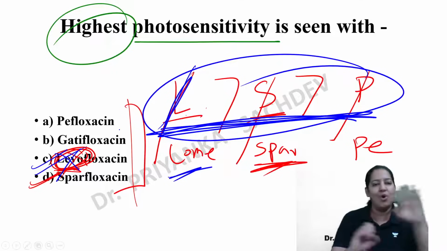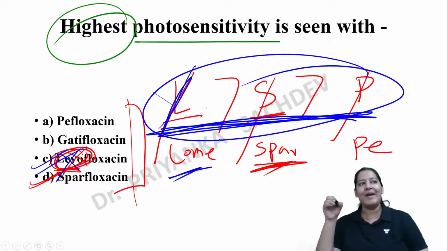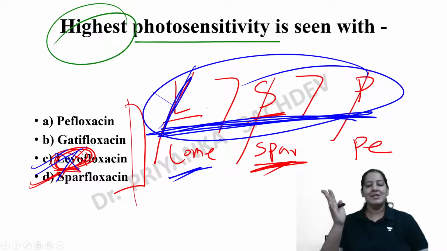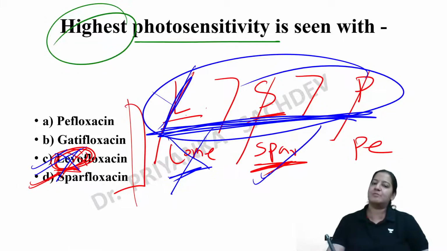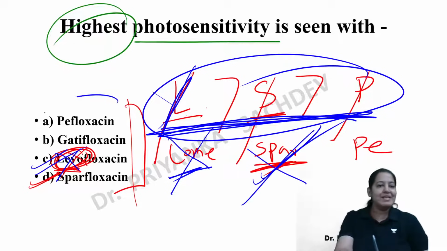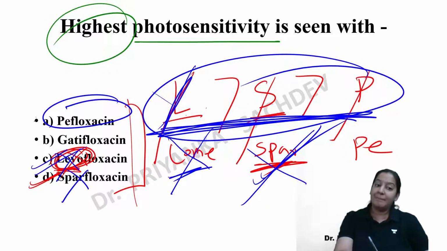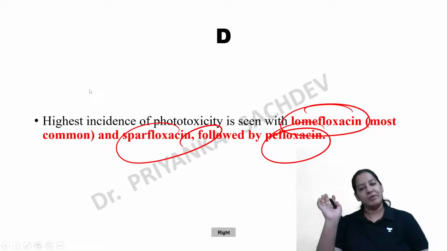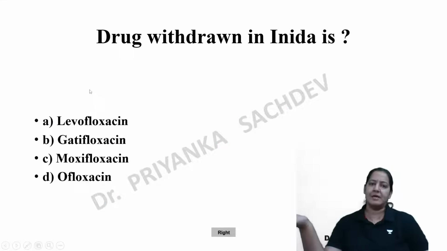Oh my God, Levo is the right answer. No, Levo is not the right answer. You got my point. So this is how we make mistakes. So please say the full forms again and again. Here, Levo is not there and Lome is not given, so go with Spar. If Spar is also not given, then P is given. If Spar was not there, I would have chosen P. Right? You got my point. So if Spar is not in the option, I will go with P. So that is the sequence because the others are non-phototoxic.